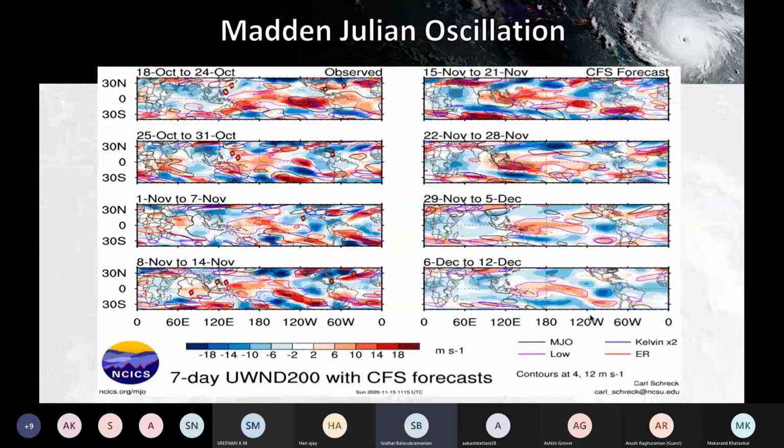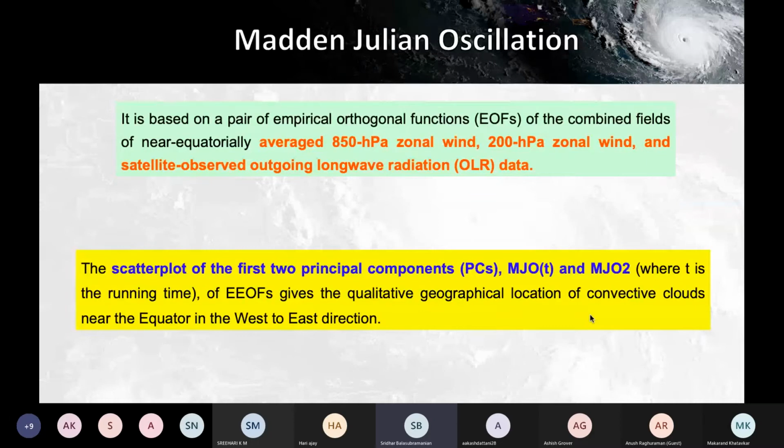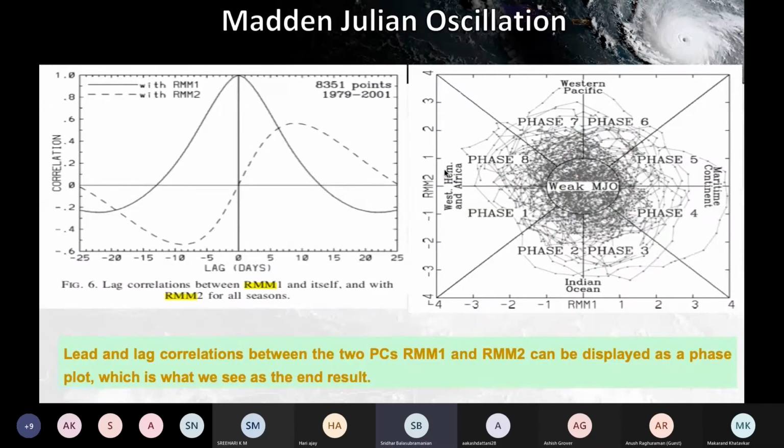So let me not get into the gory details, but let me just tell you one thing. The Madden-Julian oscillation forecast depends on three things: the 850 hPa zonal wind, the 200 hPa zonal wind, and the outgoing longwave radiation. Using these three data sets, I make this MJO plot.